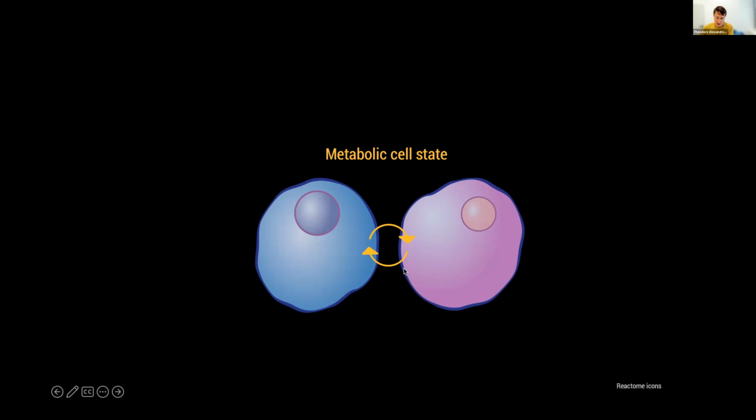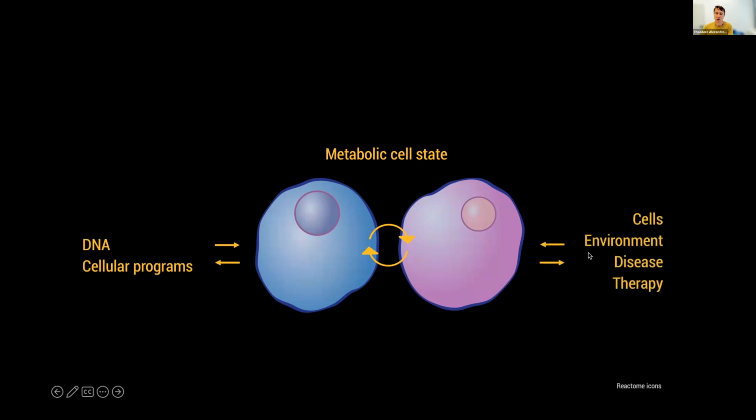And what's also very interesting is that metabolic cell state is a very dynamic phenomenon. It can change within sub-seconds. So how does it change, and how do our bodies really regulate the metabolic cell states to be in homeostasis? This is the key question. We know that metabolic cell state is controlled by DNA and cellular programs, of course, but even more interesting is how it's actually controlled by non-genetic factors. And this is what metabolomics is about.